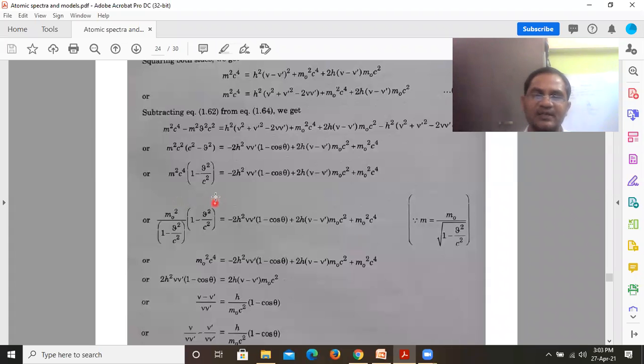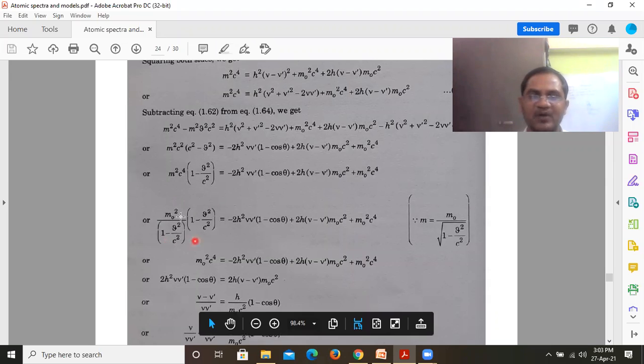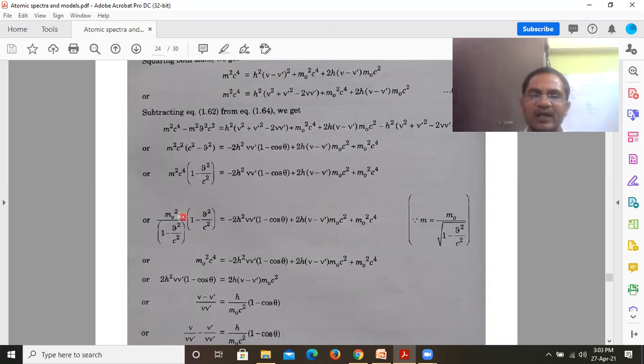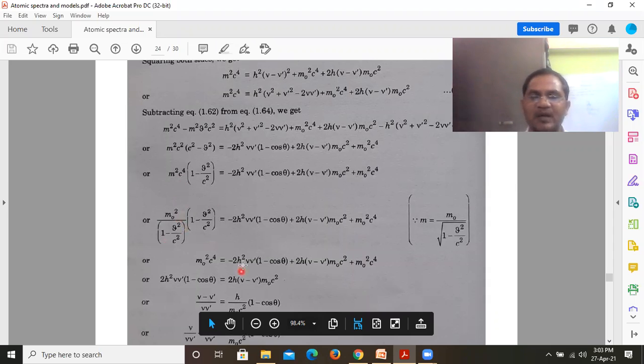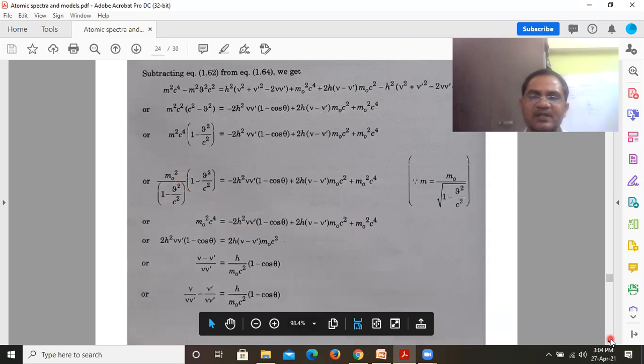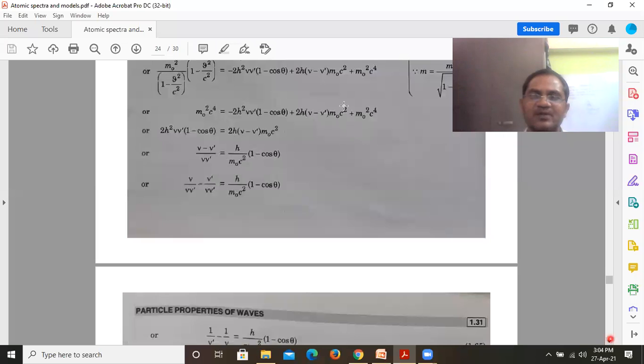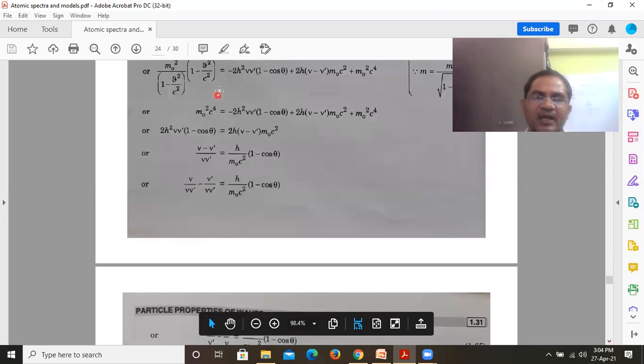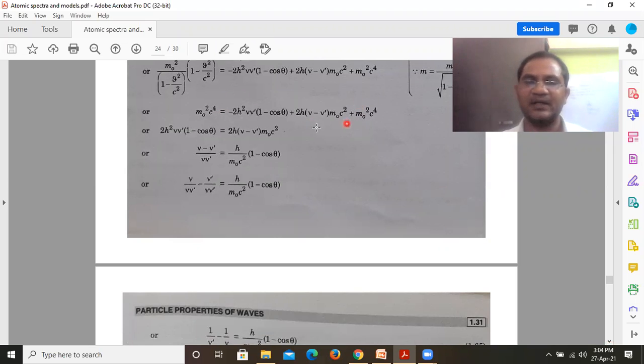So here LHS (1 − v²/c²) and (1 − v²/c²) cancel. Then m₀²c⁴, sir. Here also c⁴ is missed, you have to correct this one. m₀²c⁴ equal to −2h²νν′(1 − cosθ) + 2h(ν − ν′)m₀c² + m₀²c⁴. Okay. m₀²c⁴ on LHS and RHS side cancel.